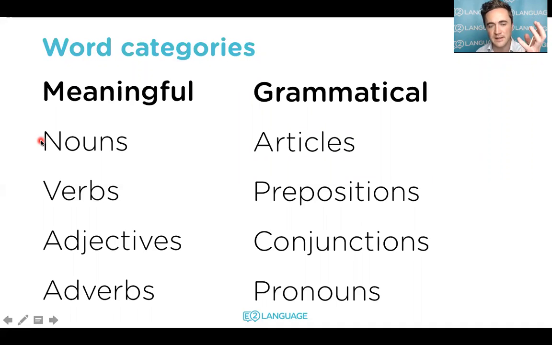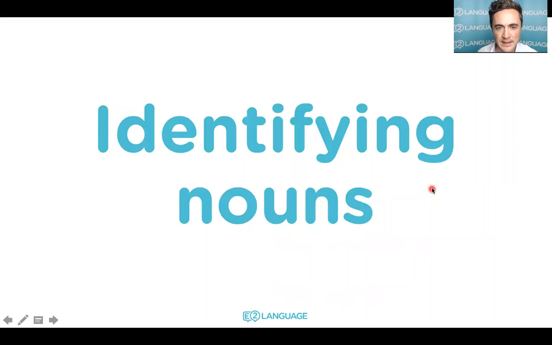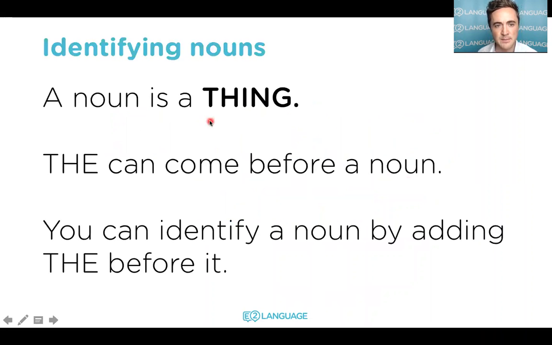When you look at a noun, an image appears. You can feel it. It has meaning. But when you look at an article like a or the, it has no meaning. We then learned how to identify nouns. We learned that a noun is a thing. We learned that the can come before the noun. Therefore, you can identify a noun by adding the to it.